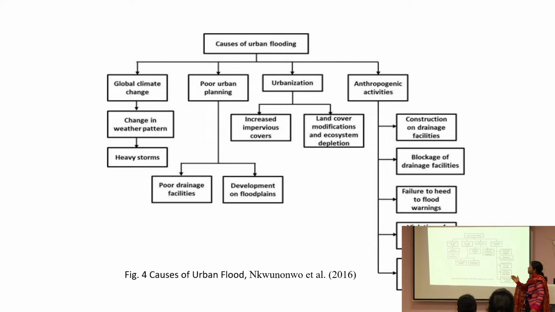So, global climate is changing, on the basis of weather. Weather change means you have heavy storms, and next is poor urban planning. Poor urban planning means the drainage system. If you have no space for drainage, then you cannot build the drainage system clearly. So, that is your poor drainage facilities and development of floodplains.